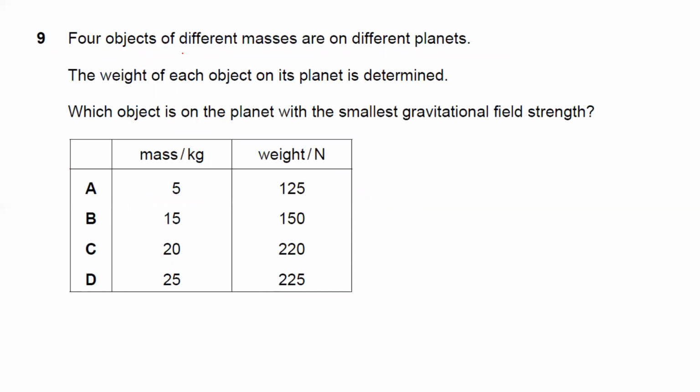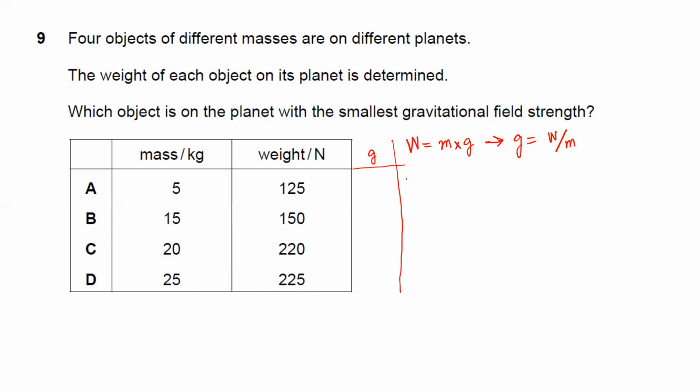Okay. Next, question number 9. It says 4 objects of different masses are on different planets. The weight of each object on its planet is determined. Which of the objects is on the planet with the smallest gravitational strength? So remember, weight is equal to mass times the gravitational constant. So if we have to find out, make another column of G over here and calculate the values. For calculating the value of G, you have to divide the weight by the mass.